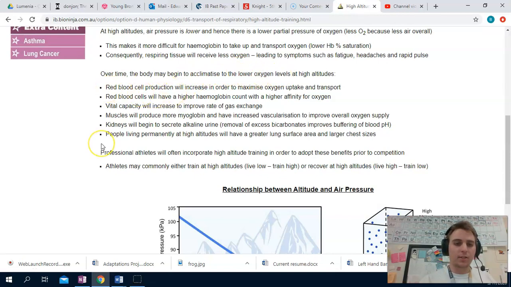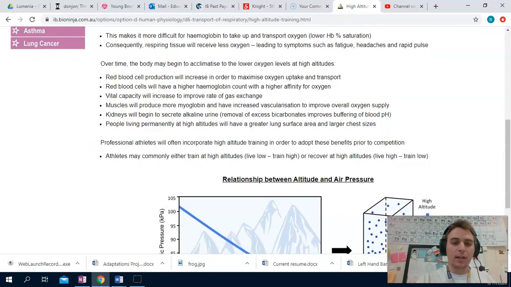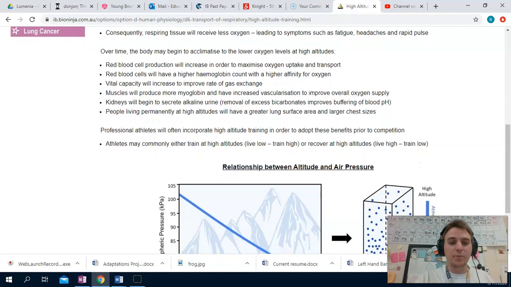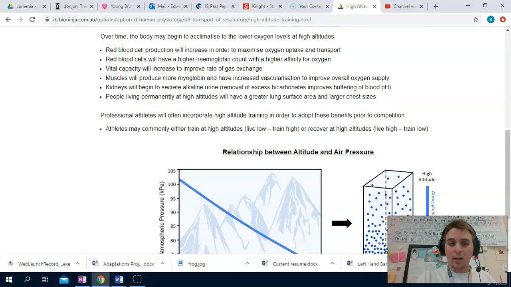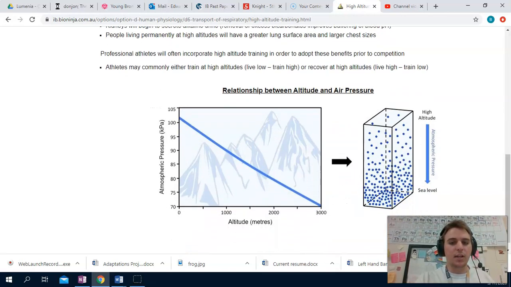So red blood cells, we get more red blood cells. They have a higher hemoglobin count, which is key because the more hemoglobin you have, the more oxygen they can pick up, and they may actually have a higher affinity for oxygen in the first place. Okay, you will actually be able to breathe more. Vital capacity increases to improve rate of gas exchange. Muscles produce more myoglobin. Lots of things start happening in order to make it easier for your body to deal with the low amounts of oxygen in the air.